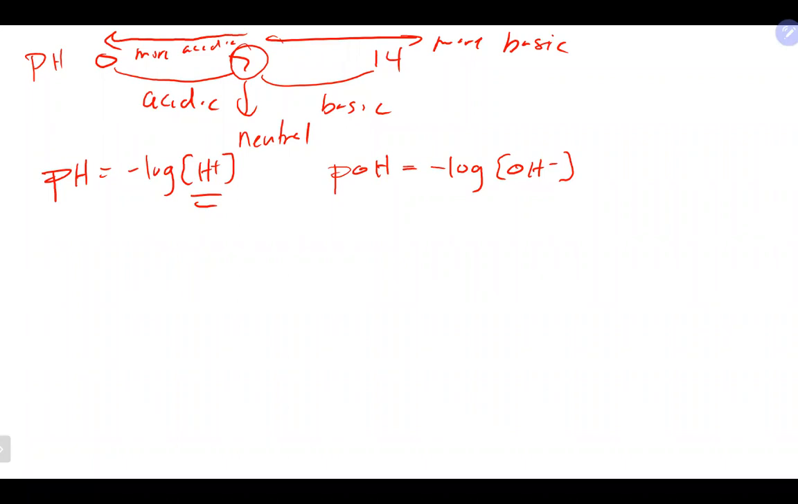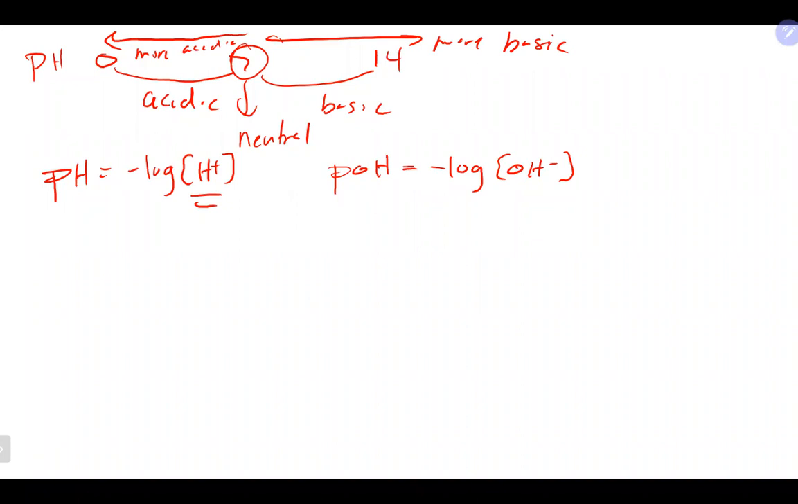We should always look at the pH value to help us determine if it's acidic, basic, or neutral, because that is usually the scale most people have in their head. The pOH actually runs opposite of the pH scale. So if you have a low pH, you have a high pOH, and vice versa. If you have a high pH, you have a low pOH. So they're opposites of each other.